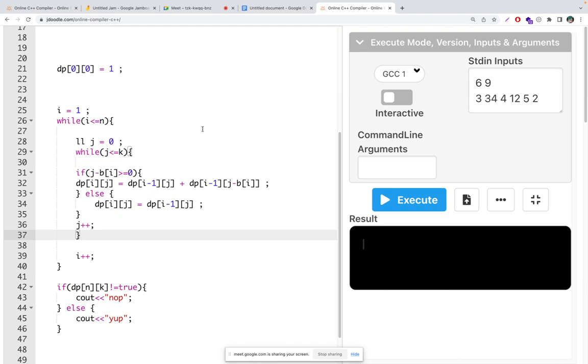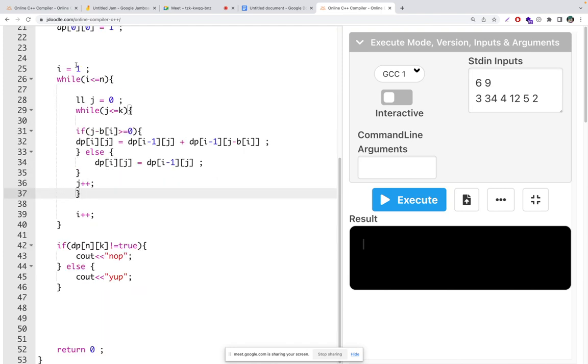So for now let me check if everything is fine. Raj and Vikram, we are running the for loop 1 to n. Yes, we are running j from where to where? From 0 to k. Okay. If j minus b of i is greater than or equal to 0, then I am writing this, or else I am writing this. Very good. And what do I need to print? Just print cout dp n k. Yes or no?